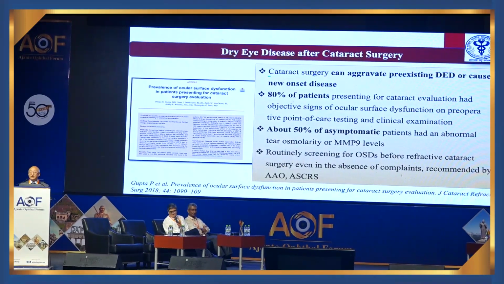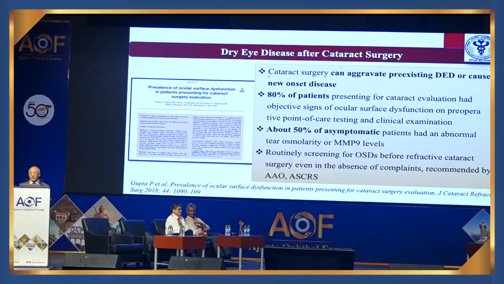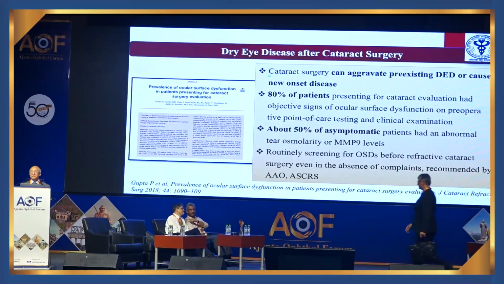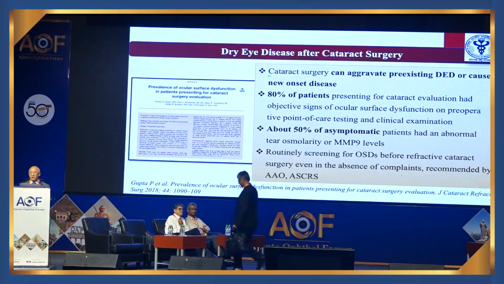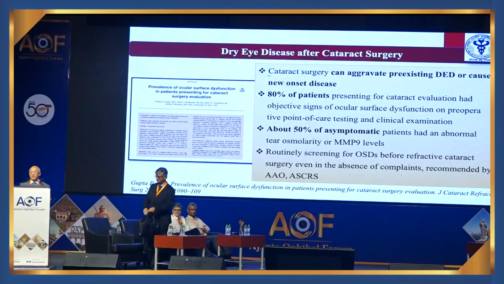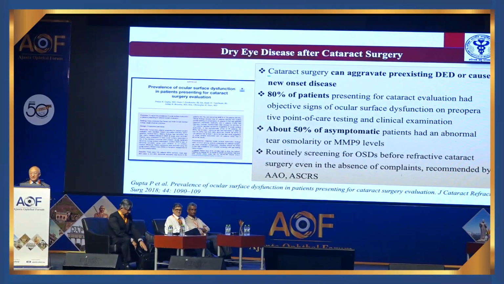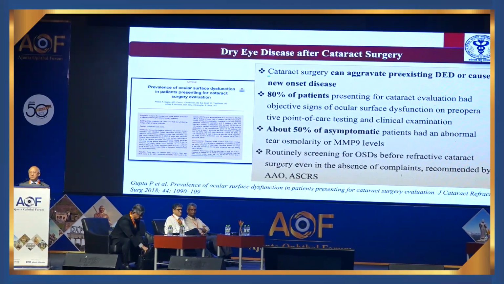Looking at that aspect of many patients being asymptomatic who are coming for cataract surgery, or patients who have a little bit of changes when you stain the cornea, all of these patients would require some sort of management. So it is a practice in the American Academy, or in the US, to look into the ocular surface for all those patients who are coming for cataract or refractive surgery.